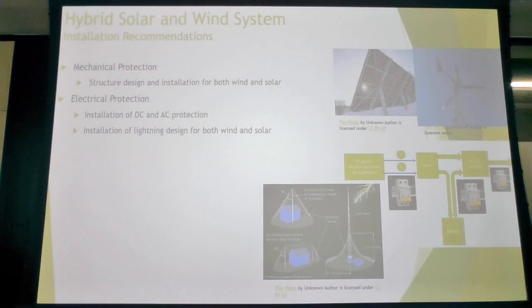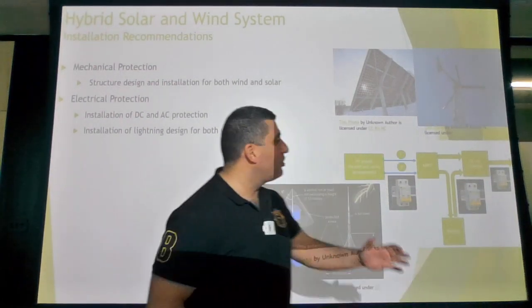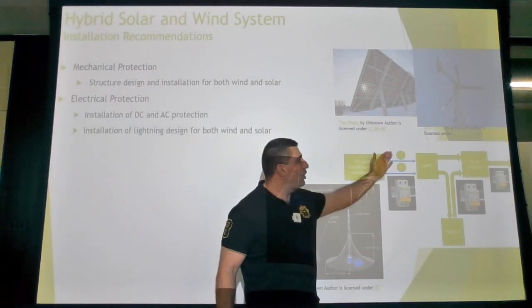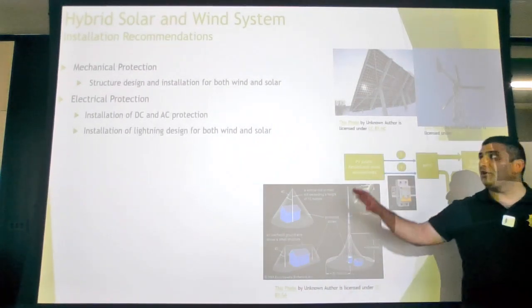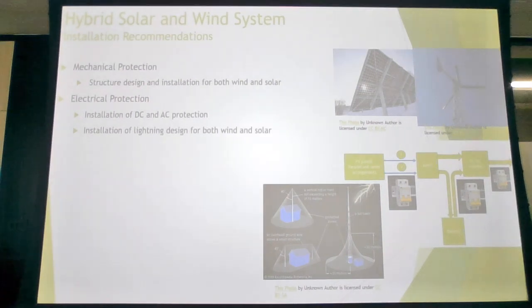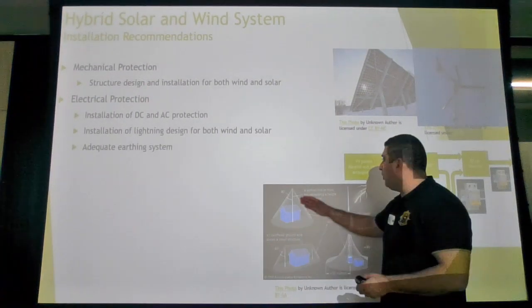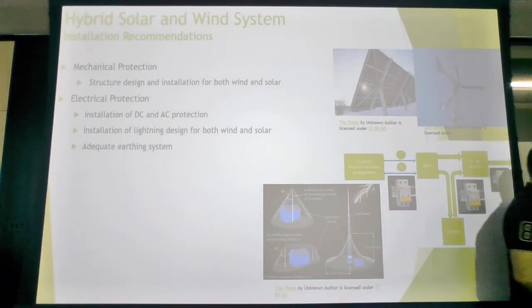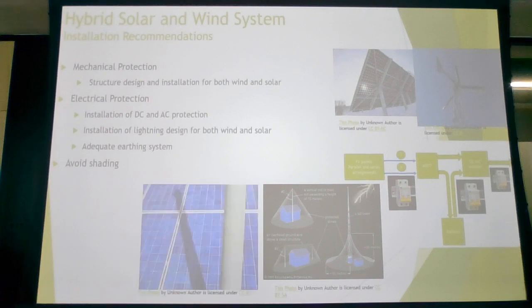Installation of lightning protection. Guys, it's very important, especially in winter, to have some sort of lightning protection, by installing a mast or installing a lightning surge arrestor along the way, and we've already done a video regarding these items. Adequate earthing system. It's very important for all this protection to operate. Without an adequate earthing system, you will have no proper protection.